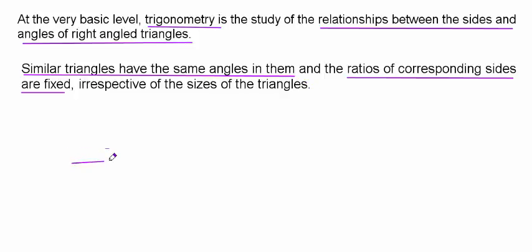Let's say we have a right triangle, or a right-angled triangle. This angle obviously is the 90 degrees or the right angle. Let me name this triangle ABC and also let me name this angle theta.